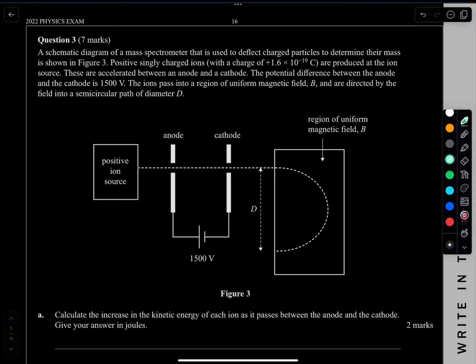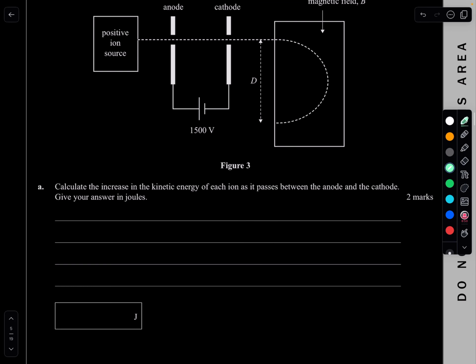Question 3. A schematic diagram of a mass spectrometer that is used to deflect charged particles to determine their mass is shown in figure 3. Positive singly charged ions are produced at the ion source. These are accelerated between an anode and a cathode. The potential difference between the anode and the cathode is 1,500 volts. The ions pass into a region of uniform magnetic field B and are directed by the field into a semicircle path of diameter D. Calculate the increase in kinetic energy of each ion as it passes from the anode to the cathode. Give your answer in joules.